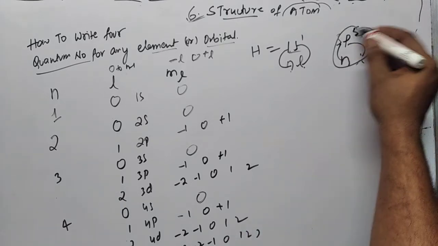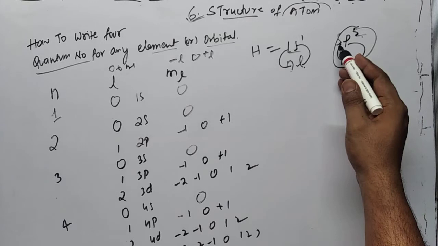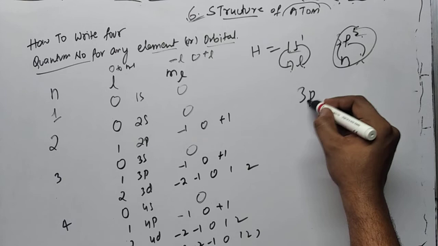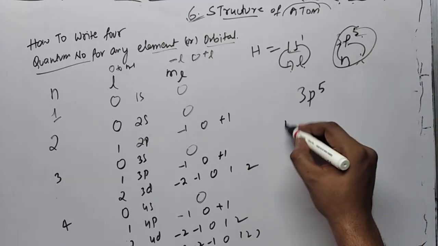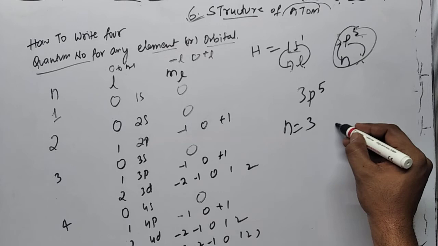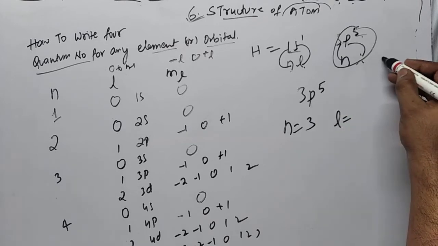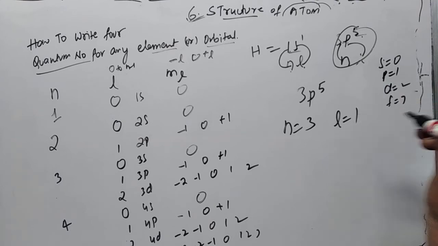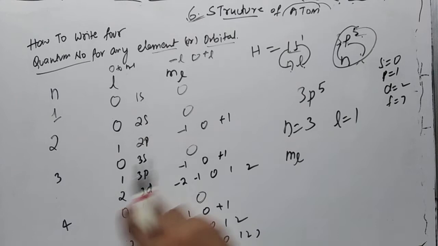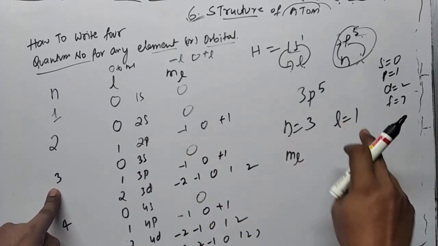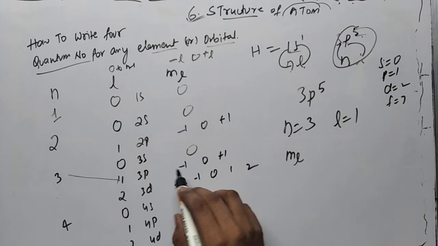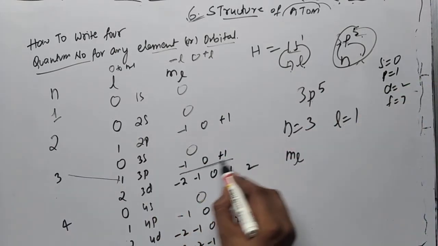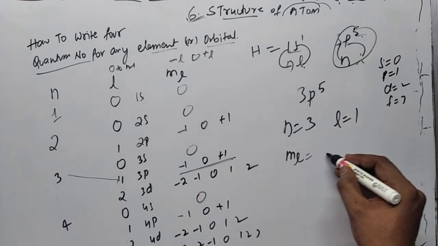Suppose now we have 3p5. We need to write its electronic configuration and the four quantum numbers. So what is the n value? 3. The l value is p. S is 0, p is 1, d is 2, f is 3. So p means 1. So when n value is 3, l value is 1. So 3p orbitals have how many ml values? The total ml values are there. So here, what is the possibility to get the ml values?